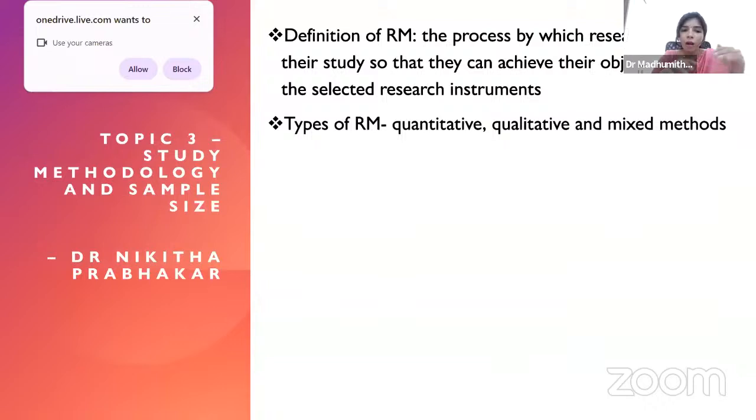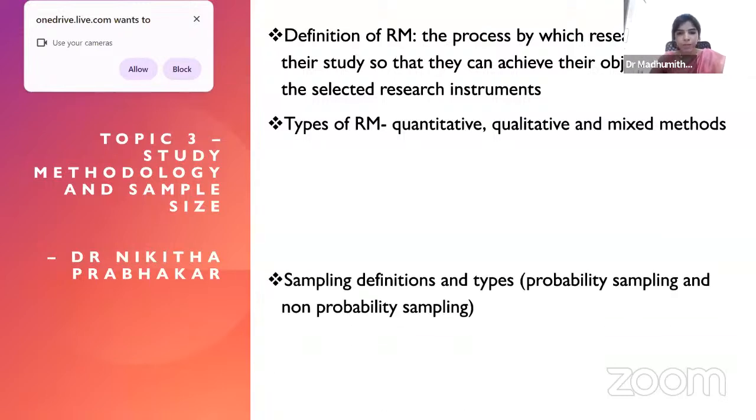Next, under the research methodology, there are three types: the quantitative, the qualitative, and the mixed. Quantitative is basically defined by a specific number, for example, it gives us a cutoff. Whereas qualitative is, for example, the amount of pain, whether it's less or more. It doesn't give a specific number to it. And there are mixed methods.